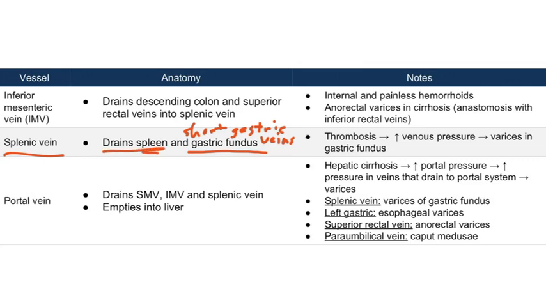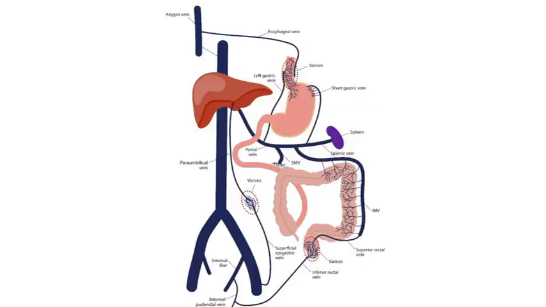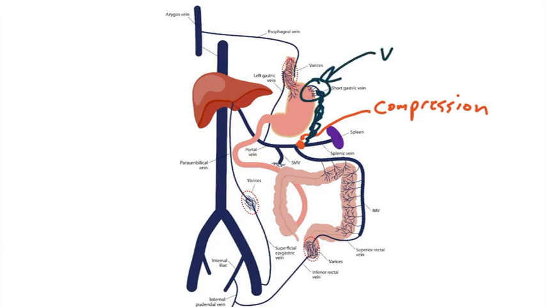Now, an important clinical tie-in is that if there is thrombosis in the splenic vein, this will increase the venous pressure, which will lead to varices in the gastric fundus. To illustrate this visually, let's look at how compression of the splenic vein can cause congestion of blood in the short gastric veins. So let's say there's compression right here. This would lead to high pressure throughout the short gastric veins, which will ultimately lead to varices right here. And once again, the compression can be caused by thromboses and, of course, portal hypertension.